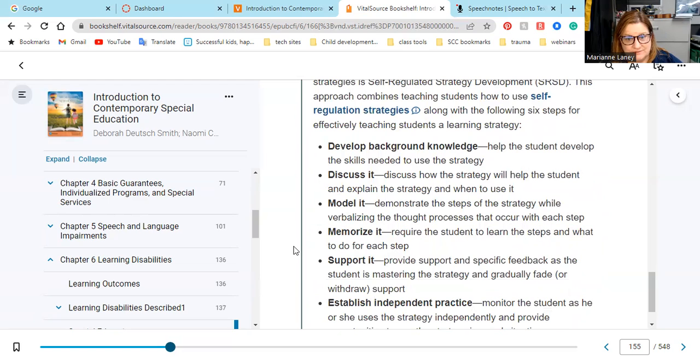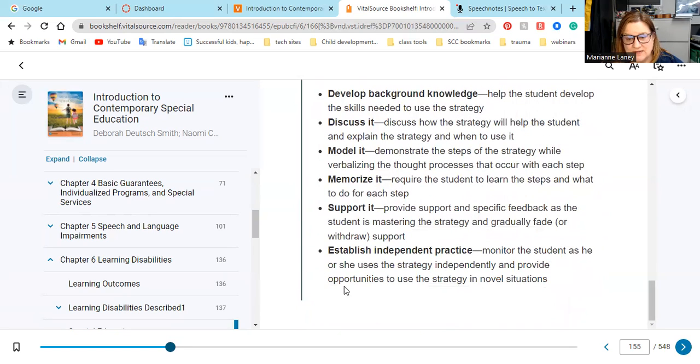Develop the background knowledge. You have some background knowledge already, but let's develop that, discuss it, model it, memorize it, support it, and establish independent practice. And that's kind of homework a little bit. Not a huge fan of homework, but getting students to do things on their own. Like, look at this. So in this class, we develop the background knowledge through the videos, through meetings, through lectures, through everything.